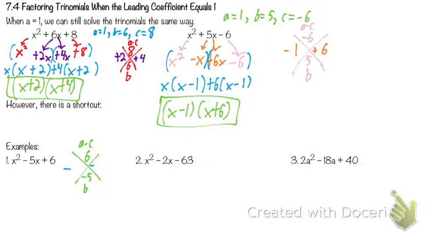Here, what two factors of 6, same signs, will add up to 5? 2 and 3. Does it matter whether you put the 2 or 3 first? No. So that's our answer.